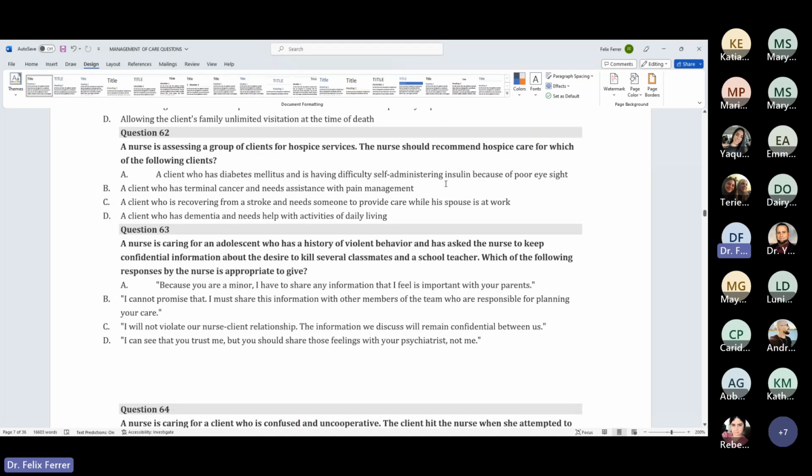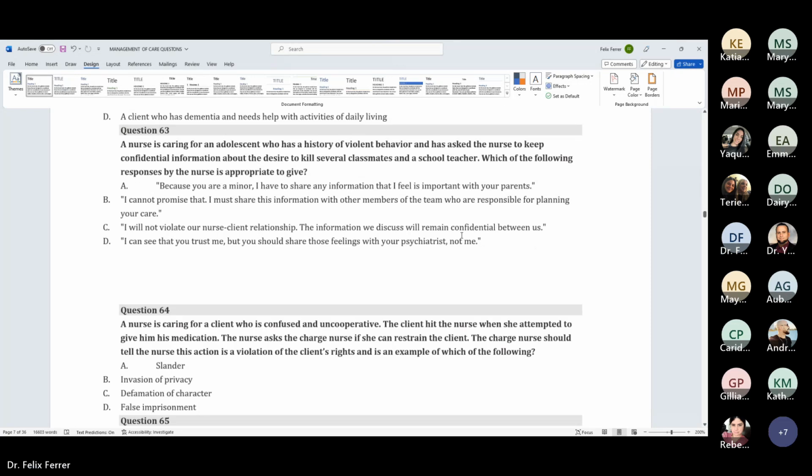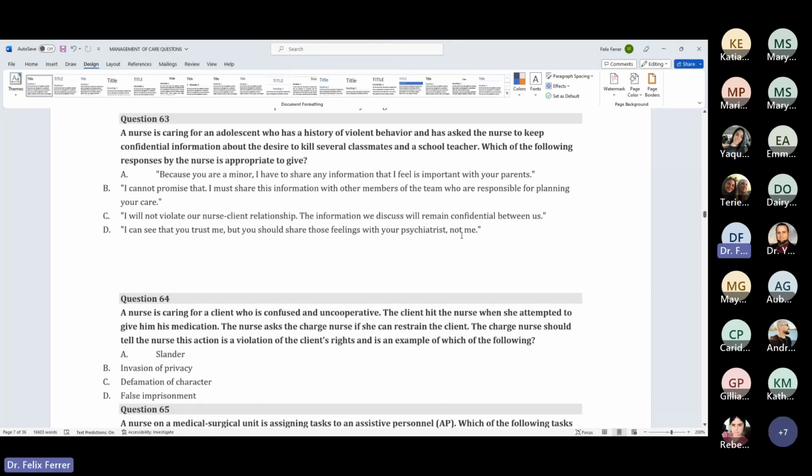The nurse should recommend hospice care for which of the following clients? B. Yeah, terminal, right? Terminal cancer. And this is an adolescent who has a history of violent behavior, and she asks the nurse to keep confidential the desire to kill several classmates and a school teacher. Which of the following responses by the nurse is appropriate? B. Really good.